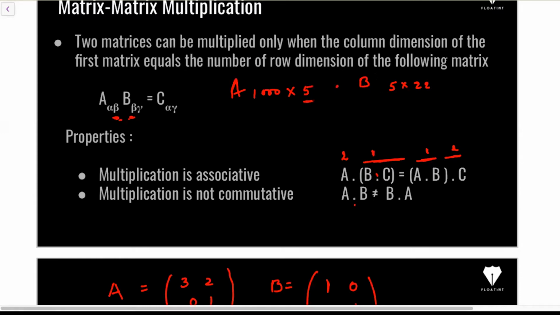A matrix has 1000 rows and 5 columns, and the B matrix has 5 rows and 22 columns. So the columns of the first matrix and the rows of the second matrix should be the same. If that is not the same, then matrix multiplication will not happen. Here it is 5 and 5. If it would be 4, then matrix multiplication will not happen.